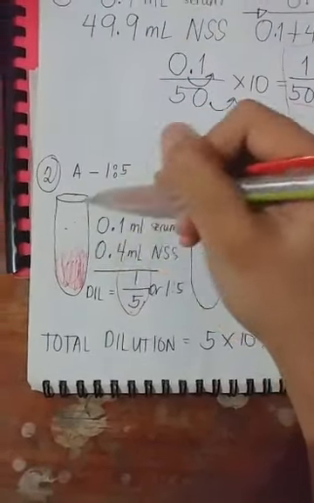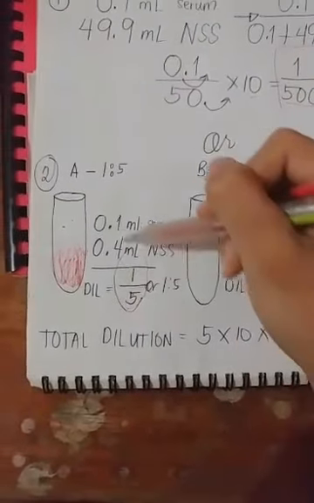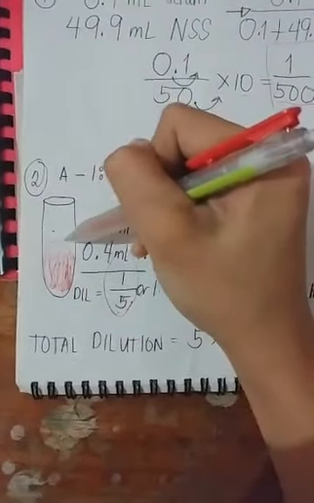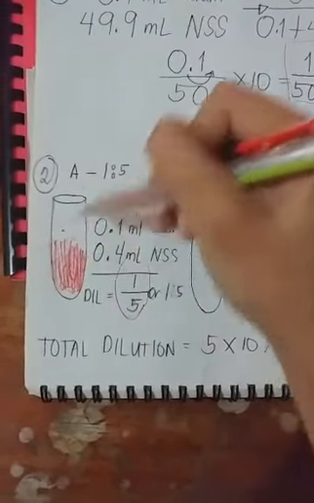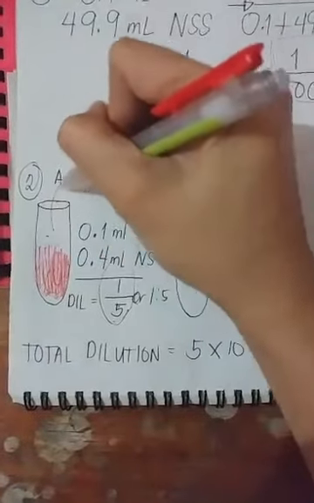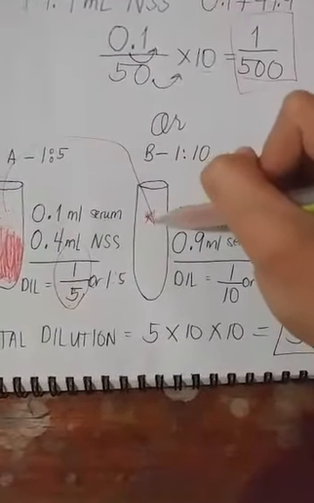So, for tube 1, ang ating nagawang dilution ay 1:5. Okay? And then the next step is that you have to get a sample from this tube. Ang ating dilution for this is 1:5. So, next step, kukuha daw tayo ng 0.1 ml again and put it in the next tube.